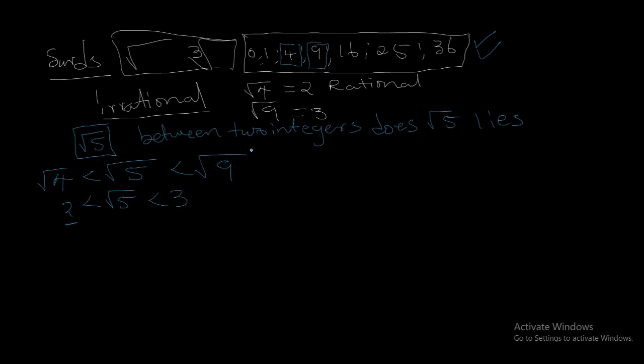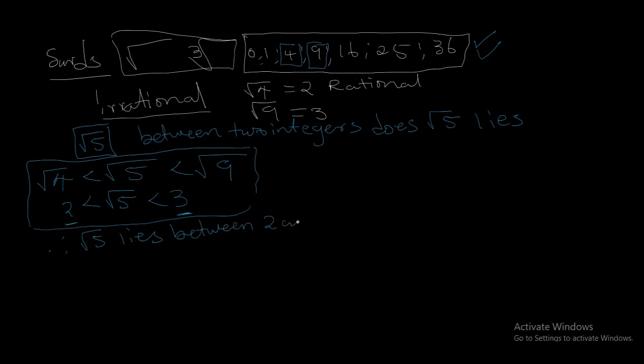When you do your calculations, you show these steps. It's important that you show these steps. At the end you need to say: therefore, the square root of 5 lies between 2 and 3. That will be your answer.